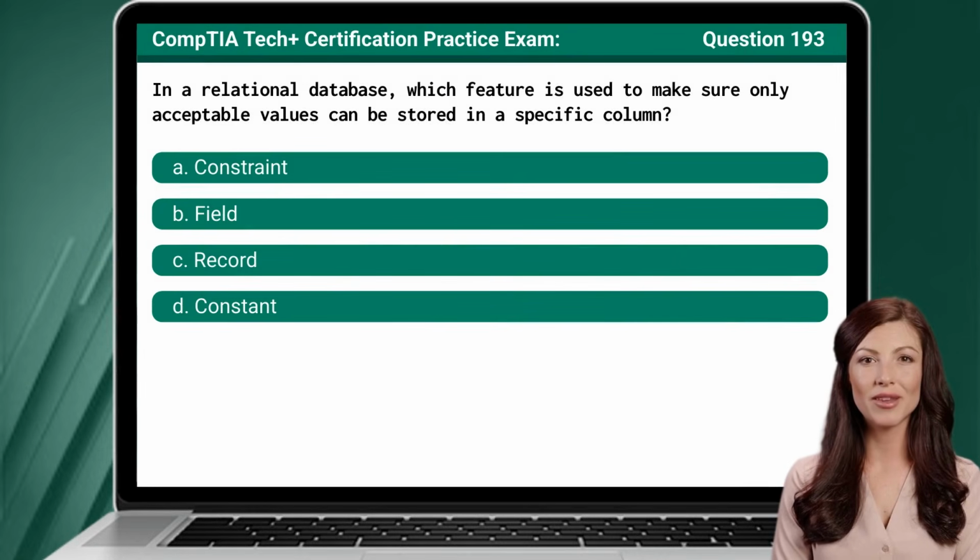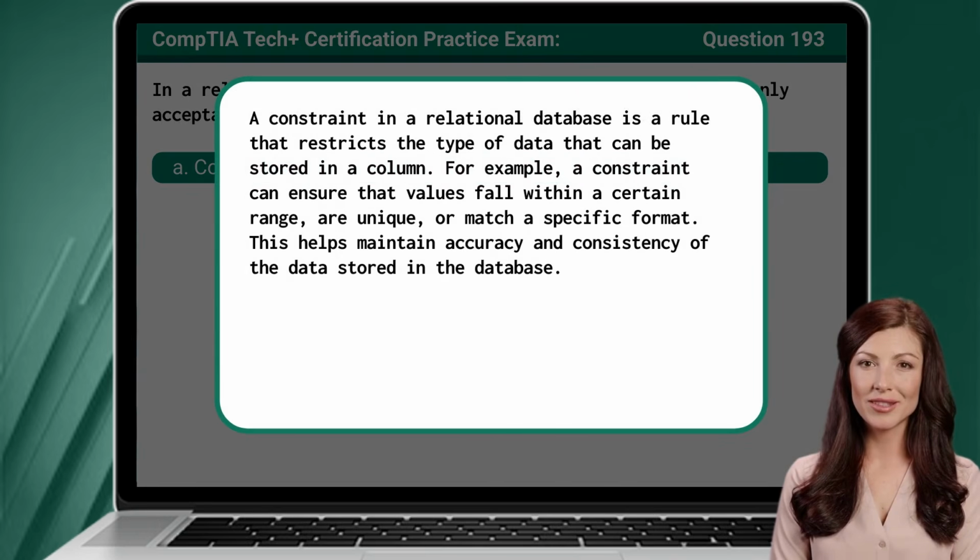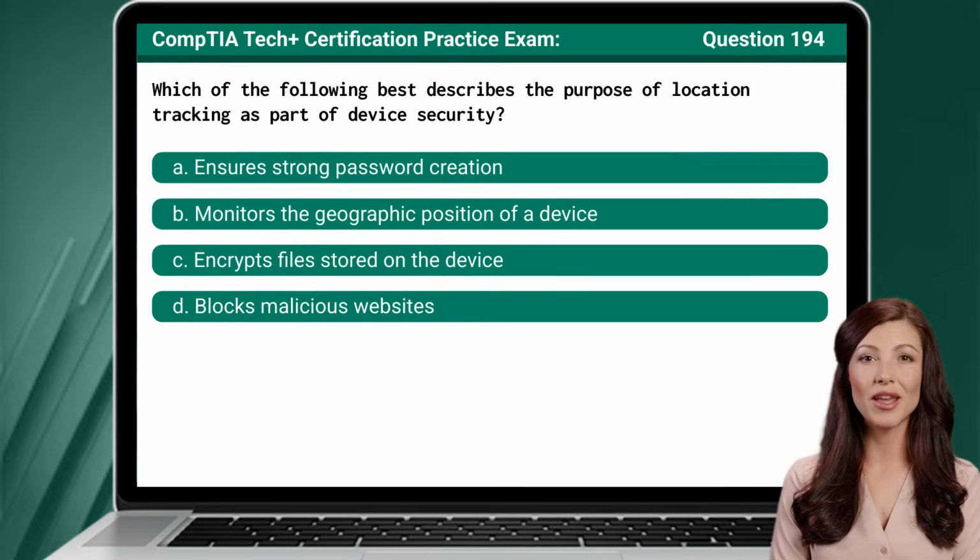Question 193. In a relational database, which feature is used to make sure only acceptable values can be stored in a specific column? The answer is A. Constraint. A constraint in a relational database is a rule that restricts the type of data that can be stored in a column. For example, a constraint can ensure that values fall within a certain range, are unique, or match a specific format. This helps maintain accuracy and consistency of the data stored in the database.